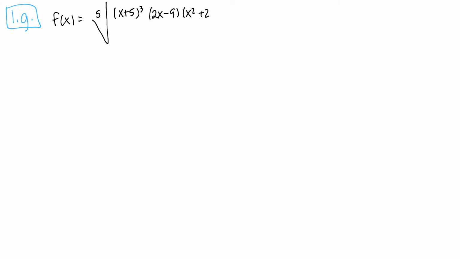For number 1g, the derivative we're looking at is f of x equals the fifth root of (x plus 5) cubed times (2x minus 9) times (x squared plus 2) raised to the fourth, over (x minus 3) times (5x plus 7) squared.